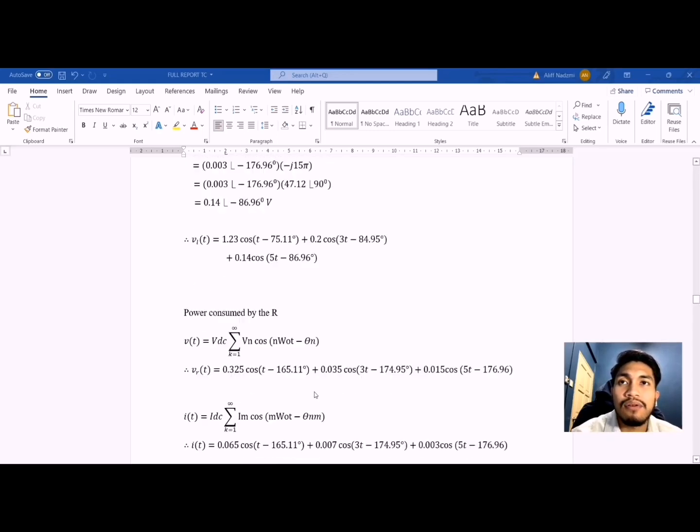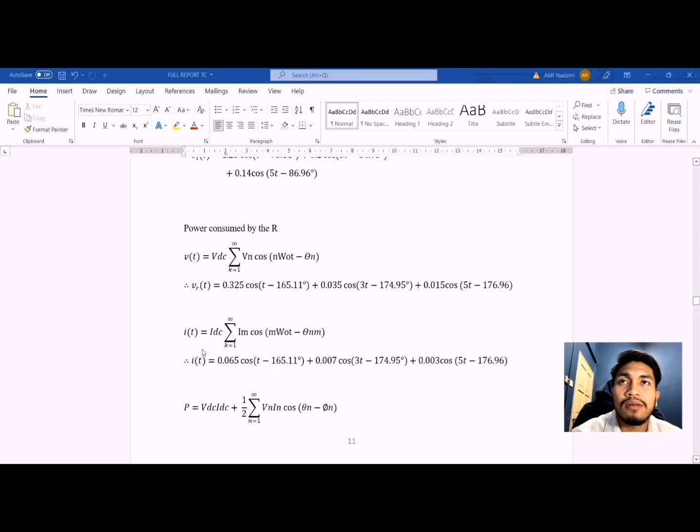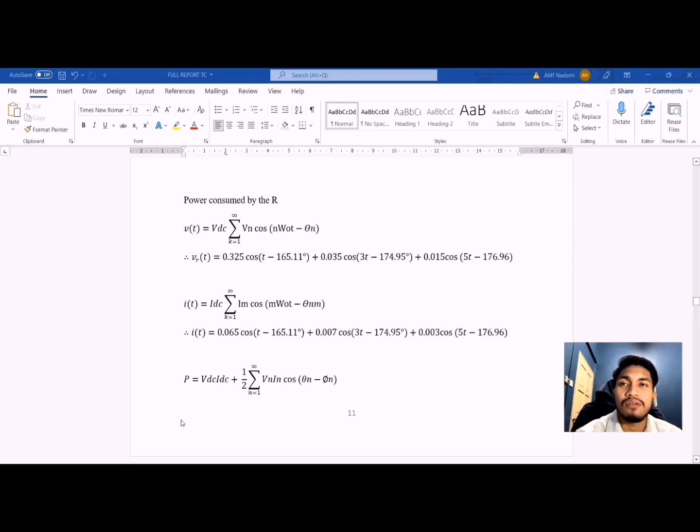And next for the power consumed by the component, we have chosen our resistor, which is 5 ohm, and based on the information that we have, which is VRT and the current. So we just need the V and also the current, and we can use this formula of P equal to VDC multiplied with IDC plus 1/2 Vn In cos theta n minus theta n or Vn.